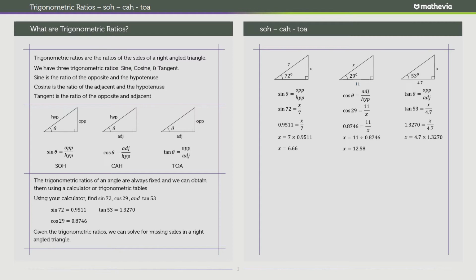We find tan 53, it's 1.3270. We work the algebra and we should end up with x equals 6.24. Simple, straightforward. Now let's just run through a few examples, okay, very quickly.